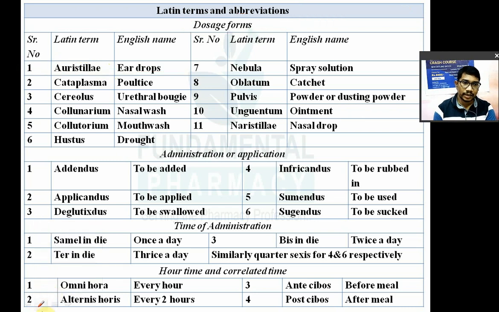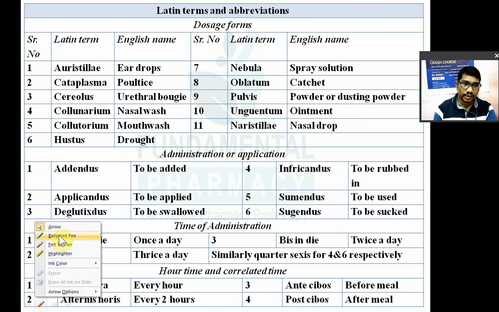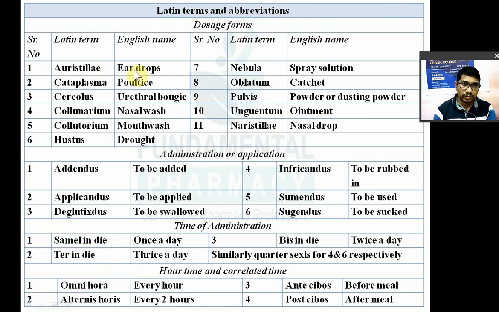Okay. Then second term known as cataplasma. इसके ऊपर भी क्वेश्चन है. So what is meant by cataplasma? Cataplasma means a poultice. So what is meant by poultice? Poultice क्या होता है? So you might have seen one formulation in the medical shop.